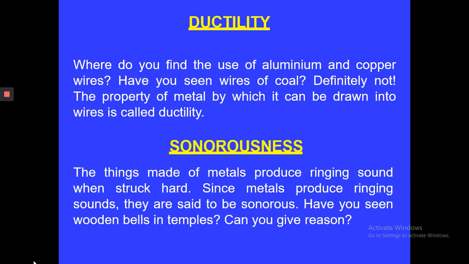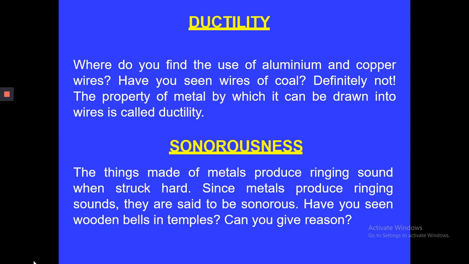Now we will discuss the next property, that is ductility. Where do you find the use of aluminium and copper wire? Have you seen a wire of coal? Definitely not. Why? Because aluminium and copper both are metals, and metals are good conductors, whereas coal is a non-metal.